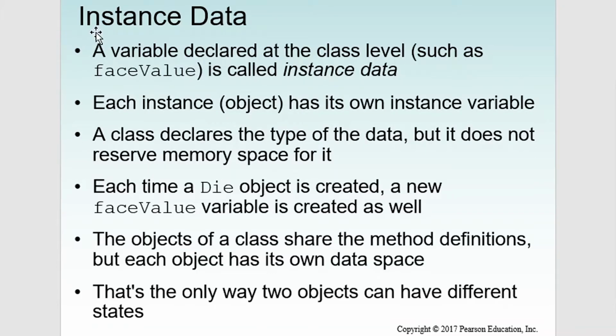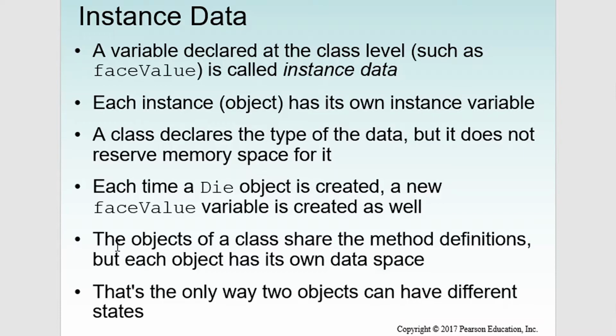Instance data. A variable declared at the class level, such as face value, is called instance data. Each instance object has its own instance variable. A class declares a type of data, but it does not reserve memory space for it. Each time a die object is created, a new face value variable is created as well. The objects of a class share the method definitions, but each object has its own data space. That's the only way two objects can have different states.